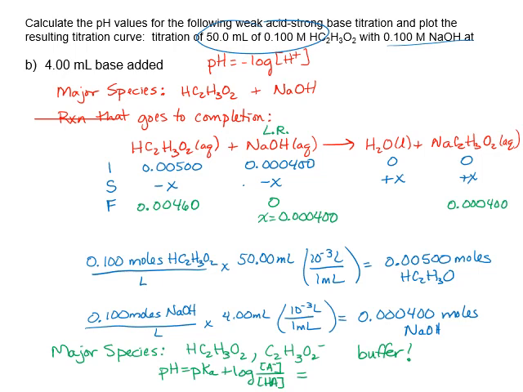The pKa of acetic acid is 4.74. The concentration of A- will be the moles of A- that we produced divided by the new total volume. What's our new total volume? Well, we started with 50 milliliters of the acetic acid solution, and we've now added 4 milliliters of base. So our total volume is going to be 54 milliliters, or in terms of liters, 0.054 liters of solution.